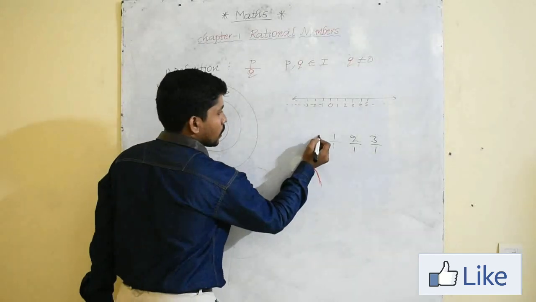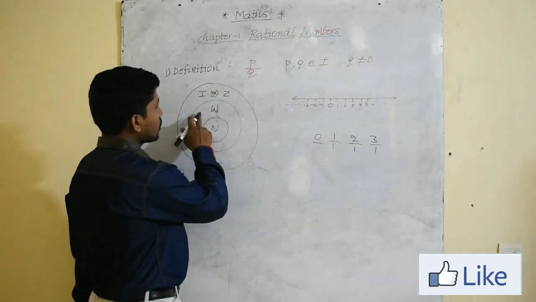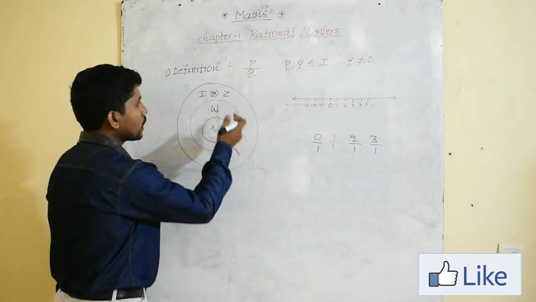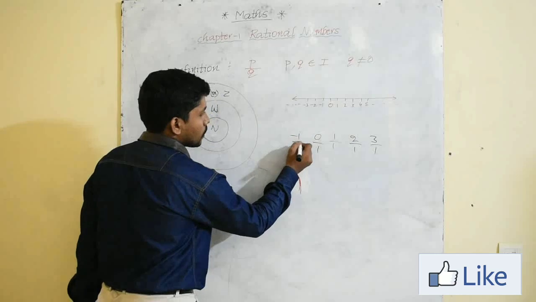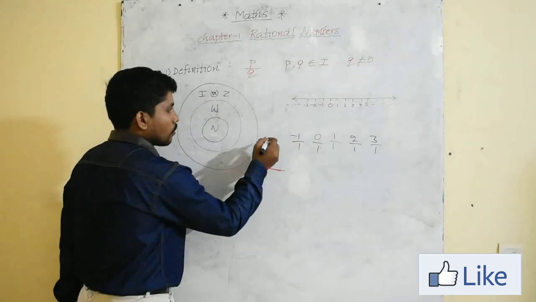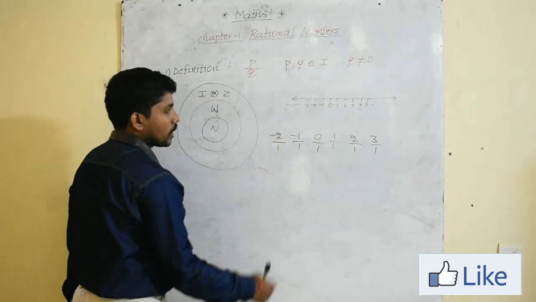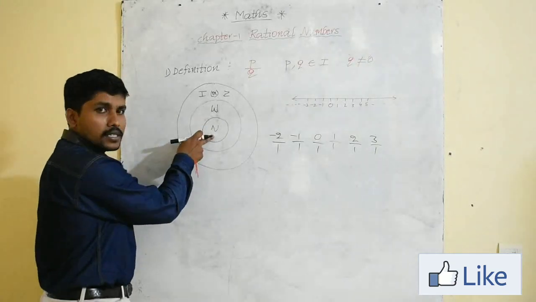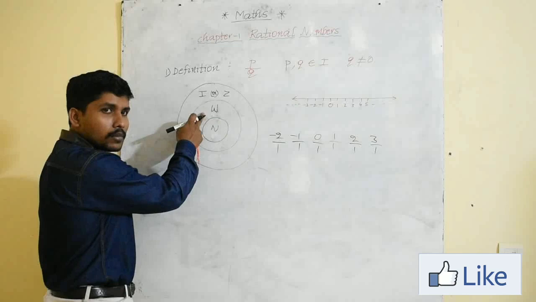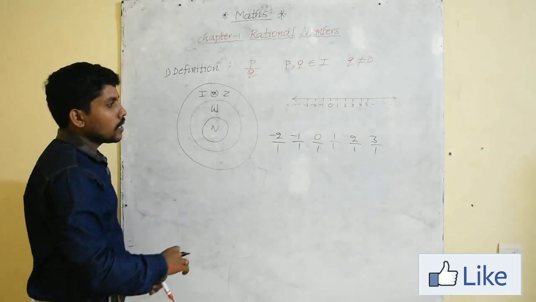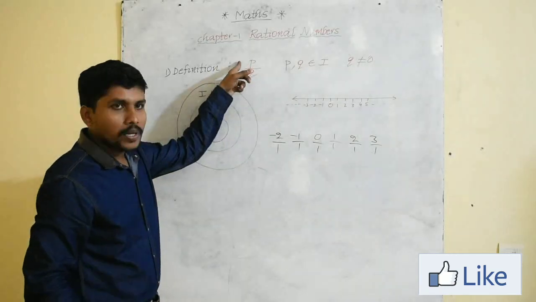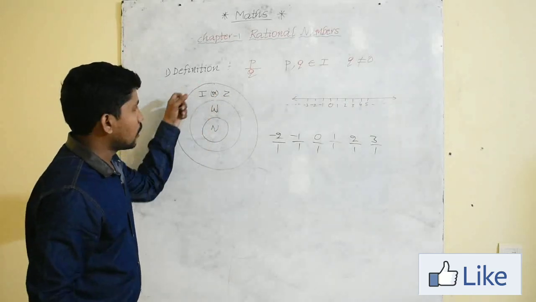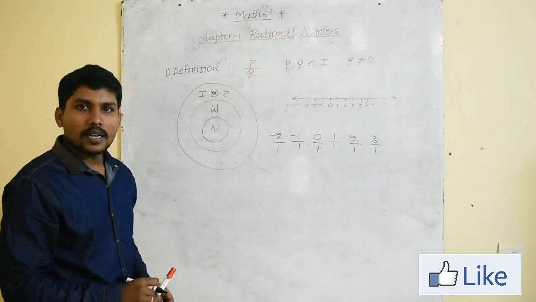Even 0, from the whole numbers, can be taken as 0 by 1. If you take integers, minus 1 can be written as minus 1 by 1 and minus 2 can be written as minus 2 by 1. If you clearly observe, all these kinds of numbers, that is natural numbers, whole numbers and integers, can be expressed in the form of p by q. So all these kinds of numbers are called rational numbers.